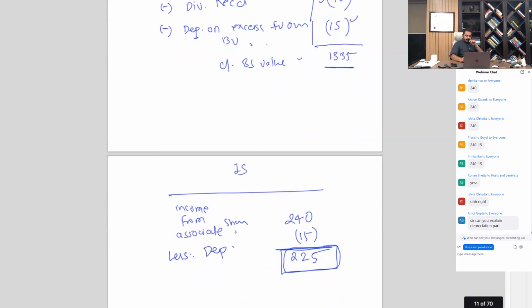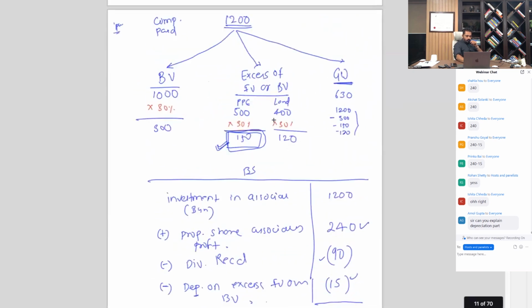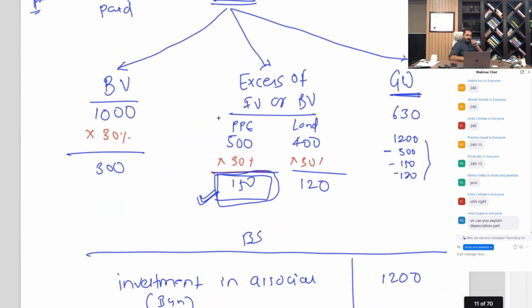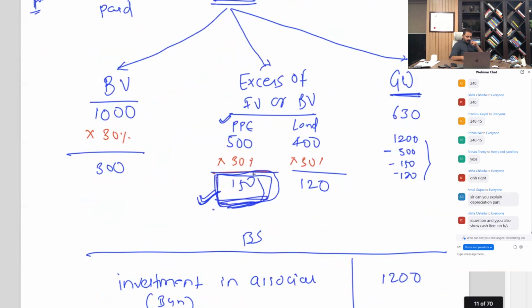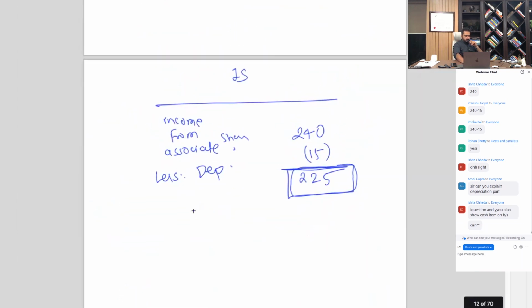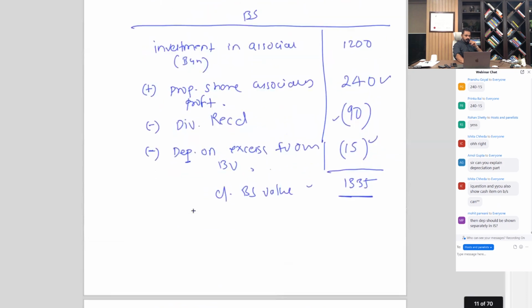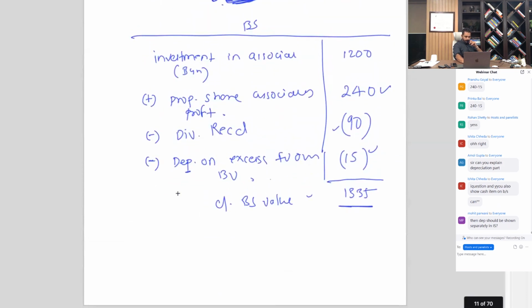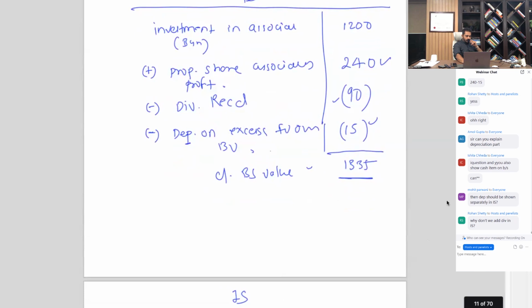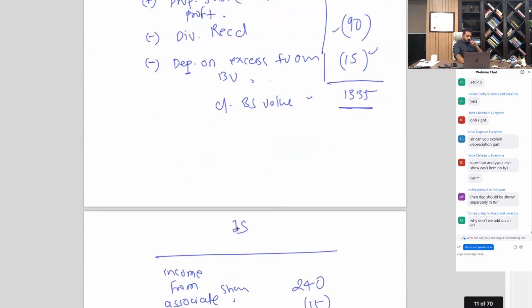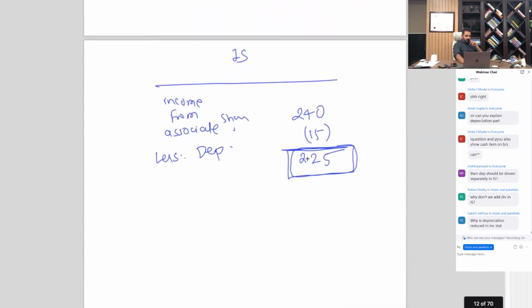Can you explain the depreciation part, Amol? See, that part of PPE, which is the excess of fair value over book value, 500, I have recorded 150 of that in my decomposition. On this 150 for 10 years, we charge depreciation. Do you also show a cash item on the balance sheet? Sure, yes, you can show cash received of 90. Then should depreciation be shown separately in the income statement? No. We don't show depreciation separately on the income statement. We show income from associate 225.